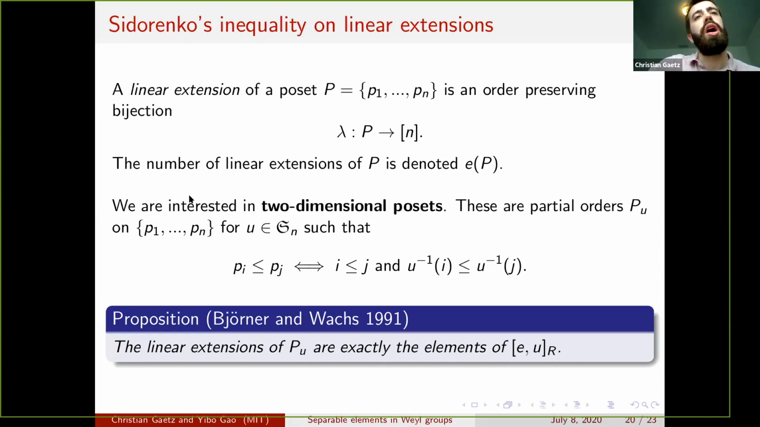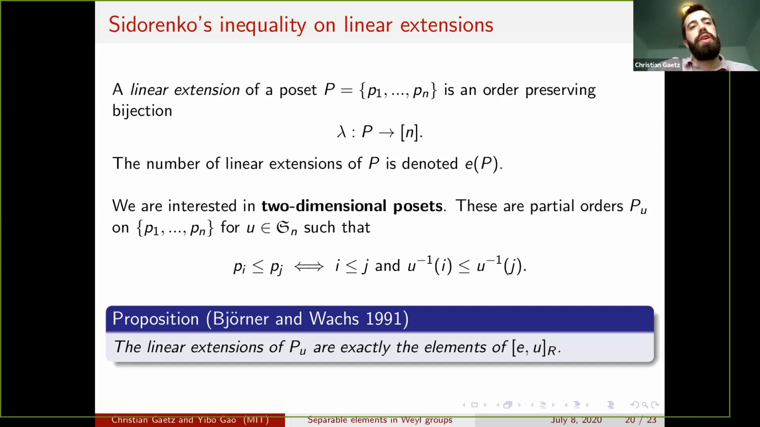Okay, so a linear extension of a poset is an order preserving bijection from the poset to the numbers 1 up to n, and the number of such linear extensions is denoted E of P. The posets we're going to be interested in are two-dimensional posets. So these are partial orders defined by a condition like this, where I've specified a permutation U. So this is one way of defining them. They're determined by the information of a permutation.